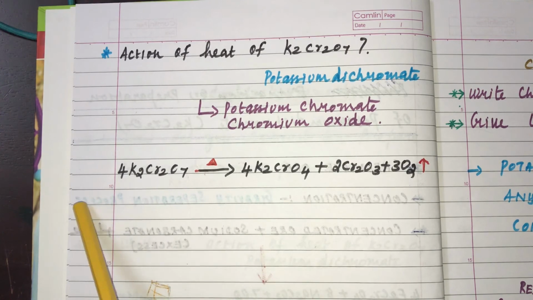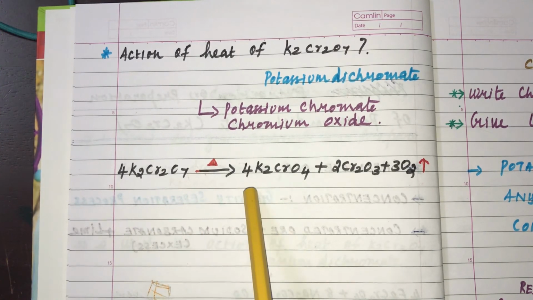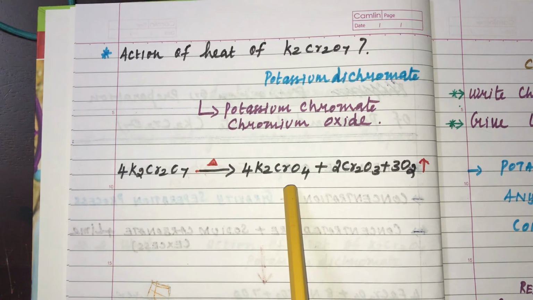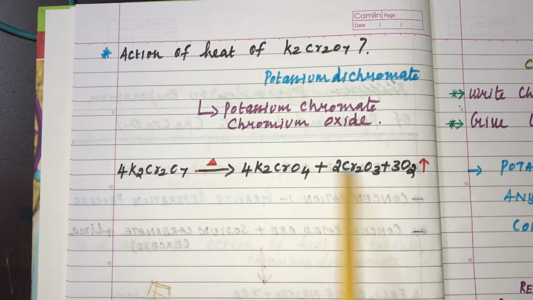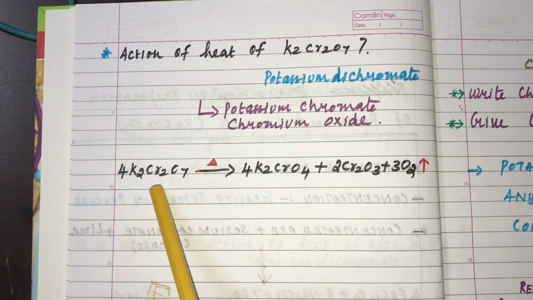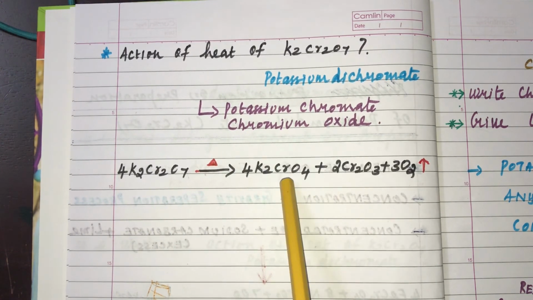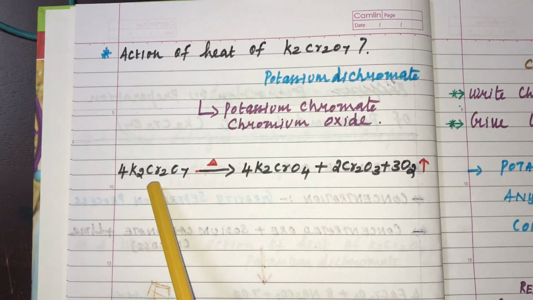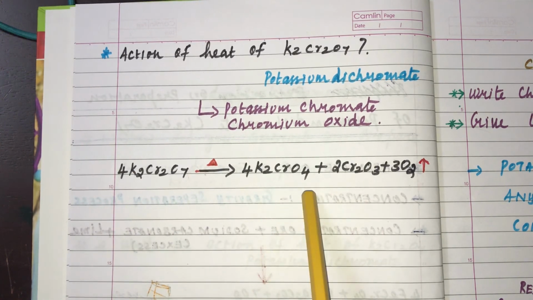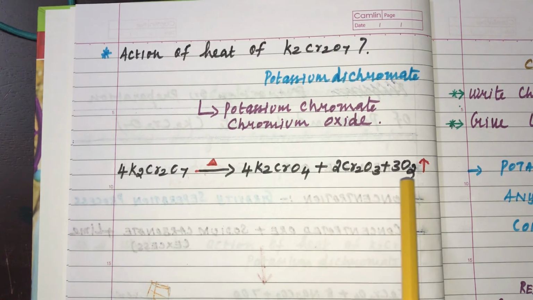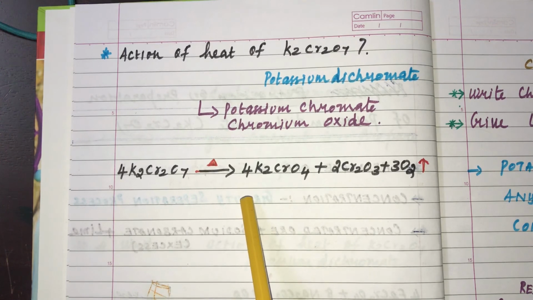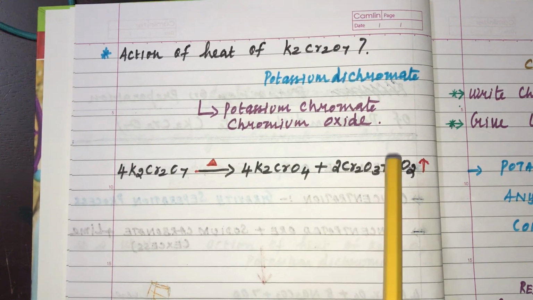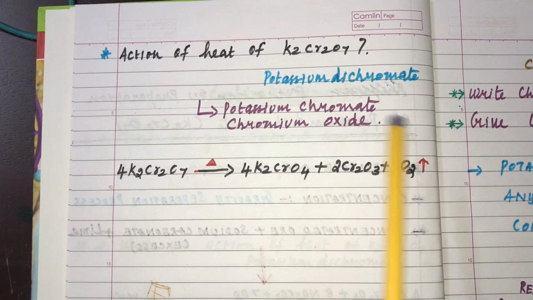4 molecules of potassium dichromate on heating give 4 molecules of K2CrO4 plus chromic oxide 2Cr2O3 plus 3 oxygen. 4K to 4K2, here chromium 4 and here 4 plus 4 into 2 is 8, balanced. Oxygen is also fully balanced, the remaining is given as 3O2. So potassium dichromate on heating forms potassium chromate, chromic oxide and oxygen. This is the action of heat on potassium dichromate.